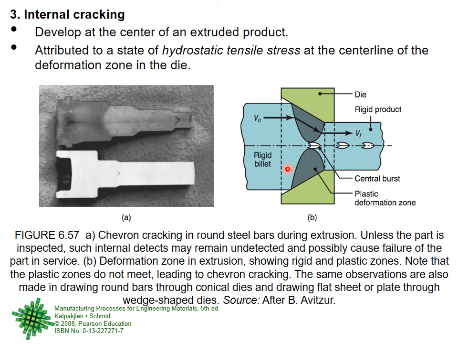This was just the explanation of the shape, but some defects start to develop here, and then by pressure they can burst. So there is already a defect, and then it bursts inside. So the quality of the material inside is not very good. This is called internal cracking, or the central burst defect.